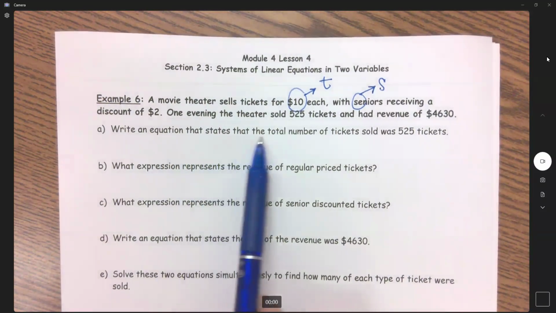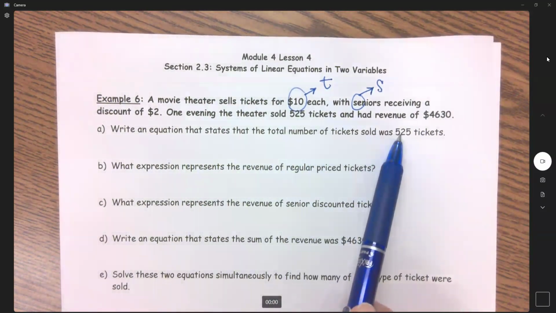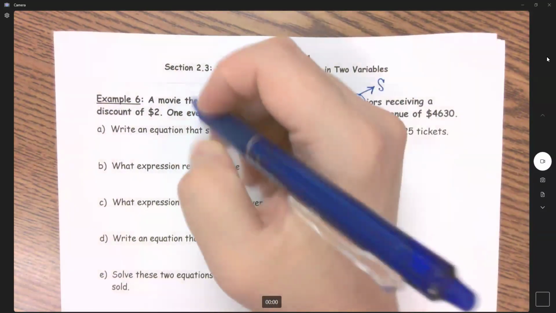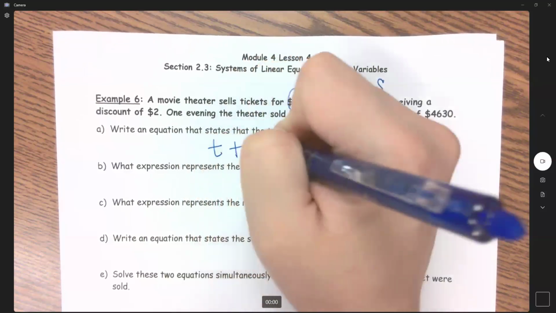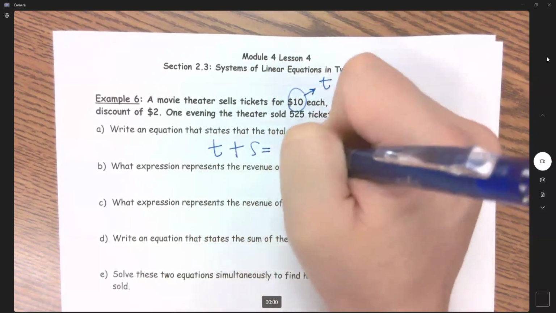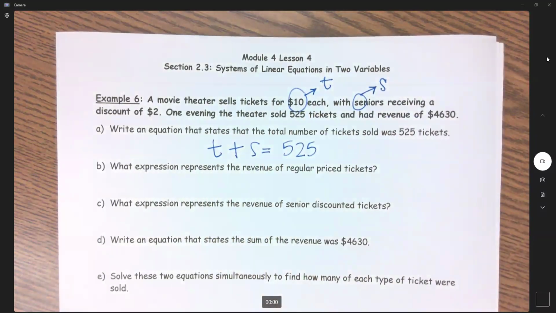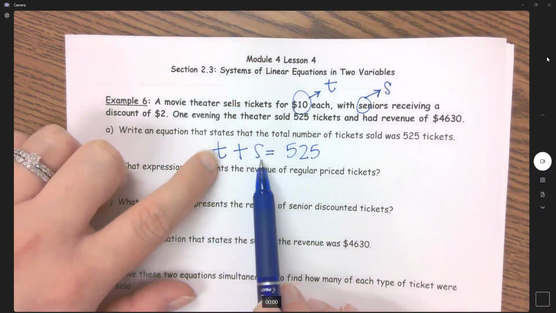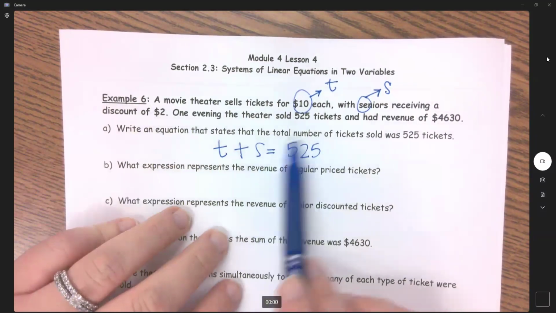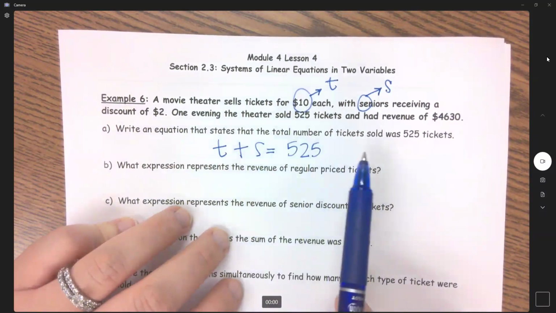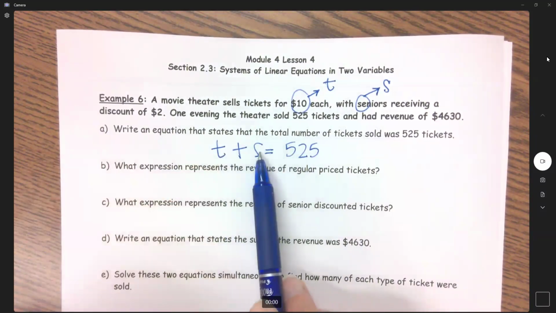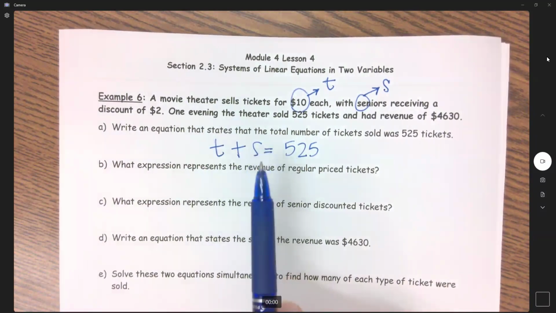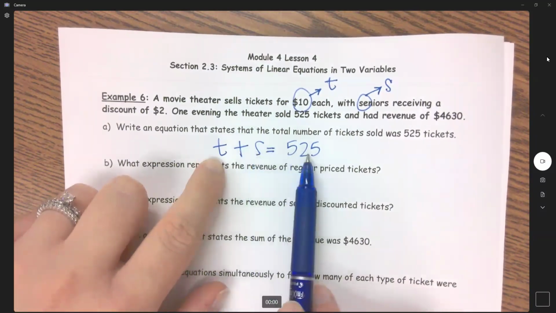Now to write an equation that states the total number of tickets was 525, that is simply going to be my T plus my S equals this amount here. Okay, so where did I come up with that? No matter how many $10 tickets I sell, and no matter how many senior discounted tickets I sell, I know that the total amount needs to be this 525, the total tickets. So whether it's 450 and 75, whatever the number that these two represent, the total needs to be that number here.